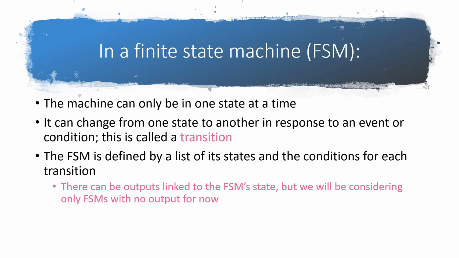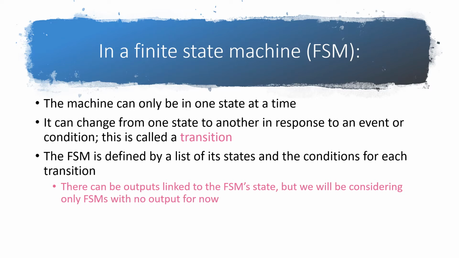So some of the rules then. One of the fundamental rules for a finite state machine is that the machine can only be in one state at a time. So it can't be in between states, it can't be on two states at the same time, it can only be in one state, right? And it can change from one state to another in response to an event or condition. So the only way to move from one state to another is through a transition, right? There is no other way to move from one state to another.